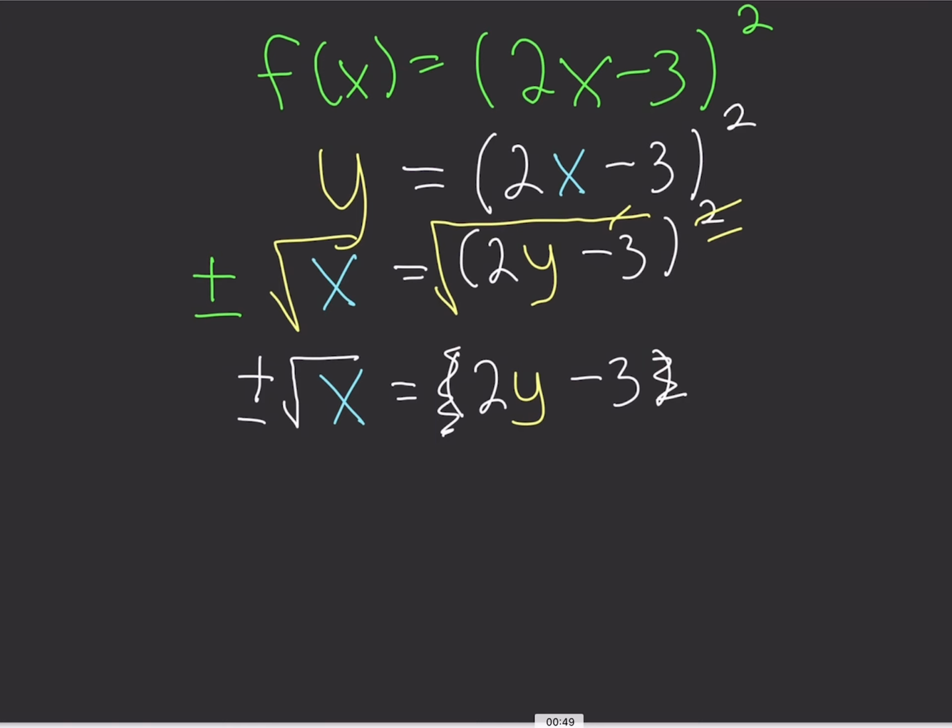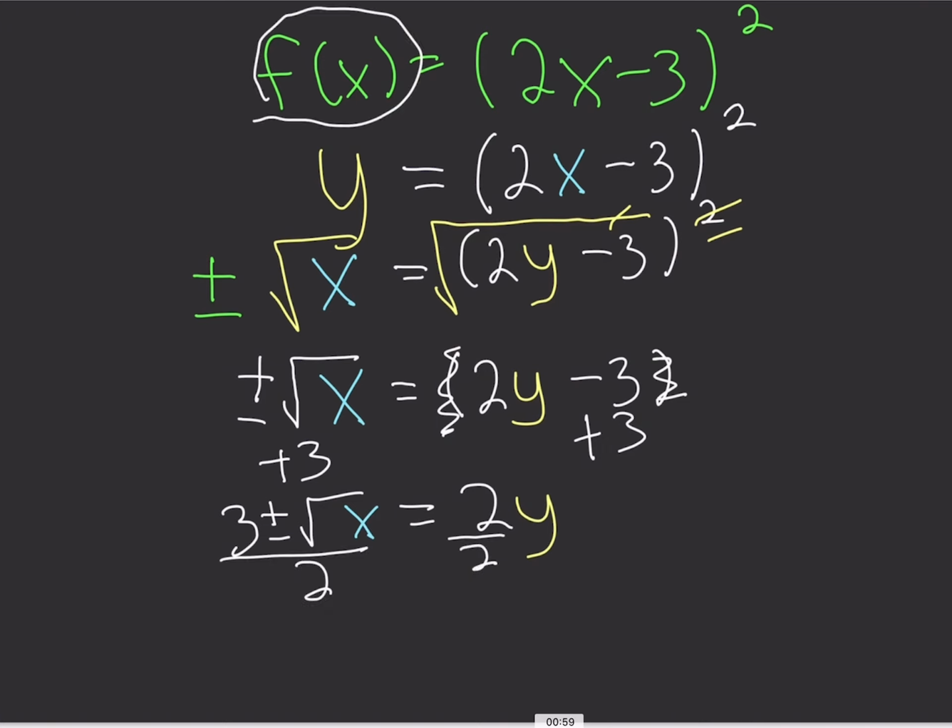Let's get that y alone by adding 3 to both sides. We've got 3 plus or minus square root of x, and that's going to equal 2y. Divide both sides by 2, so we have 3 plus or minus square root of x over 2. Now notice the original function we just called f of x. Notation-wise, when we find the inverse, we write it as f to the negative 1 of x. So f to the negative 1 of x equals 3 plus or minus square root of x over 2.